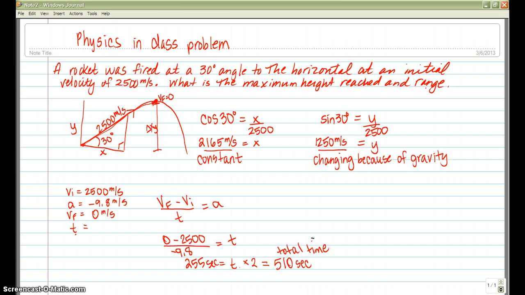All right, so how does that help us? We have not only a total time that this is in the air, but we also now have the half time that it's in the air. Notice we're still trying to find our maximum height and our range. That didn't get us there, but it did lead us along the right track.